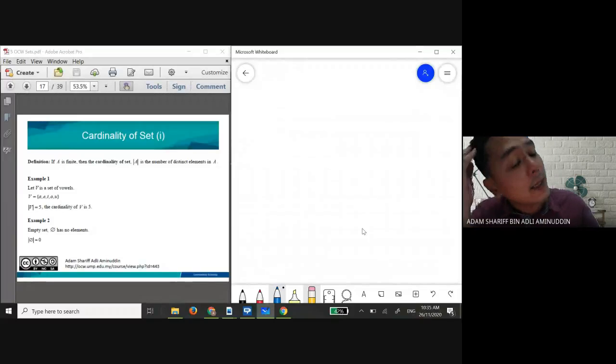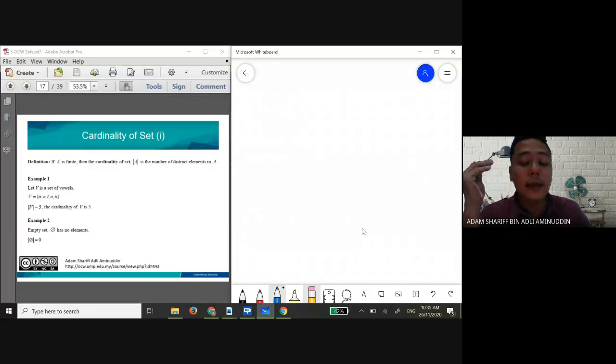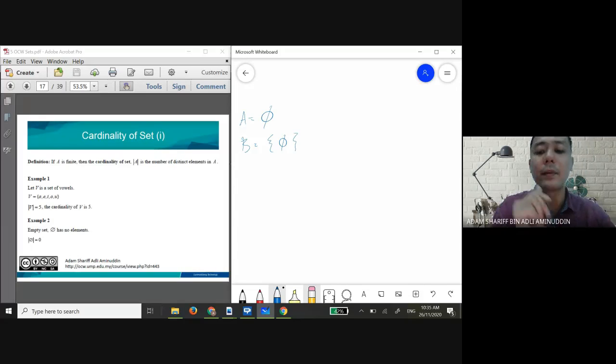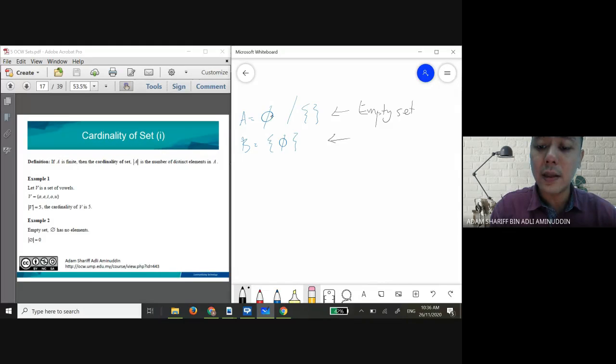Tengman asked me about the cardinality of the empty set. Okay. Empty set. This is empty set. This is not empty set. Definitely different. How do you represent the empty set? Ini adalah empty set atau ini empty set? You have nothing inside, or this is a special notation. So this particular example of set A is actually the empty set. This is not the empty set.